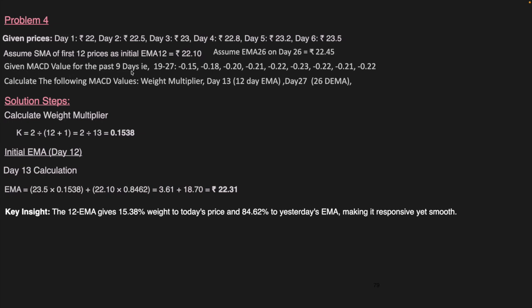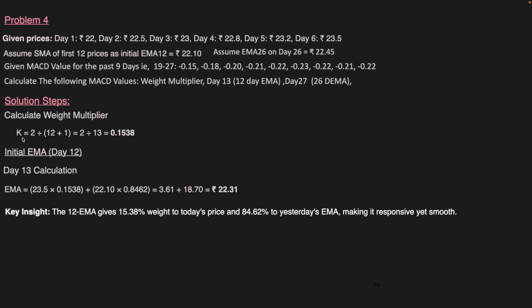So given MACD values for the past 9 days, that is 19 to 27, these are the MACD values. You have to be very careful in understanding the question. See, these are the MACD values given: 0.15, minus 0.18, minus 0.2, minus 0.21. So we have to calculate the weight multiplier, day 13 and day 27, 12-day and 26-day exponential moving average. So let us do it.